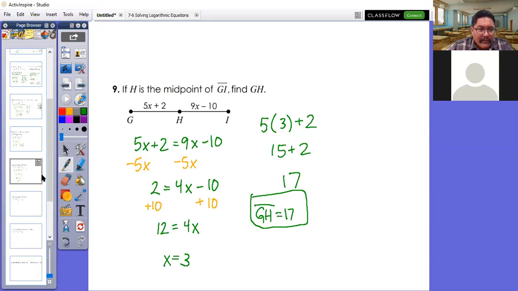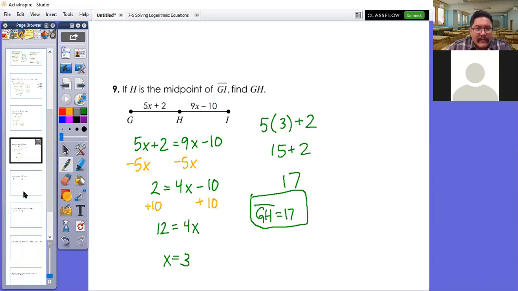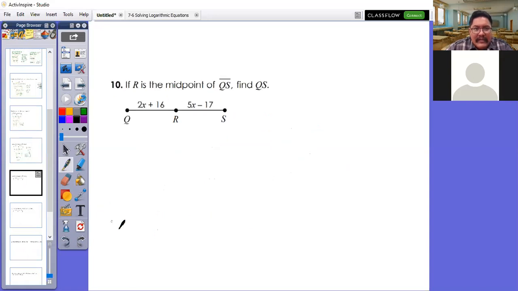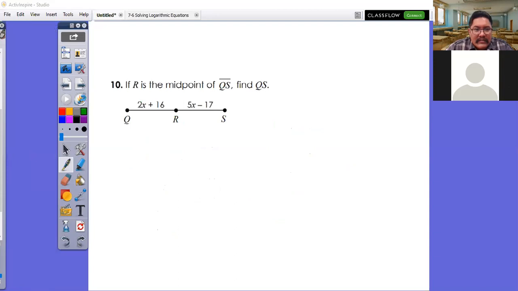So hopefully you got that one. All right, so now we have 9. So let's move on to 10. And I'm going to see how many more we have. Oh, what do you know? We're almost already done. I think we only have this one here. So R is the midpoint of QS. Right, so R is the midpoint, QS is this whole thing. So let's go ahead and start working with this one.